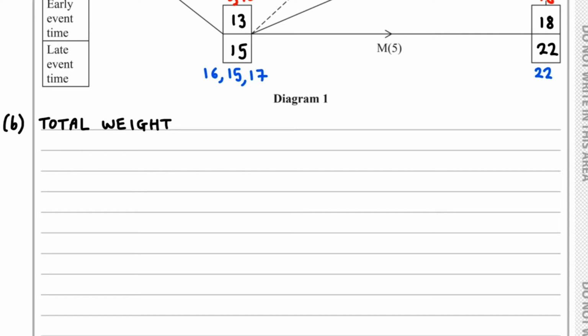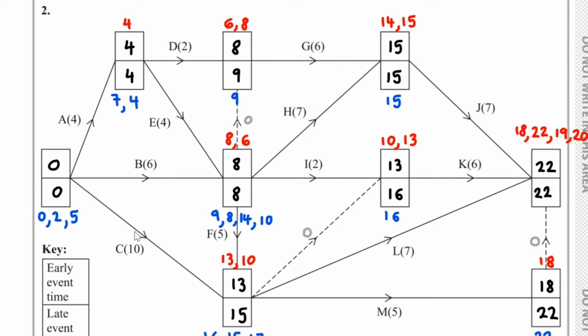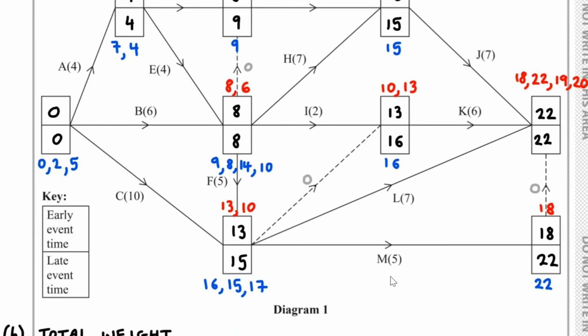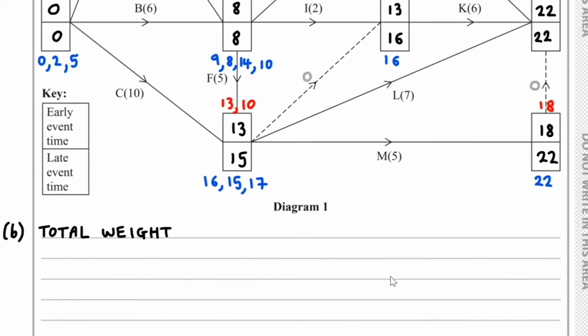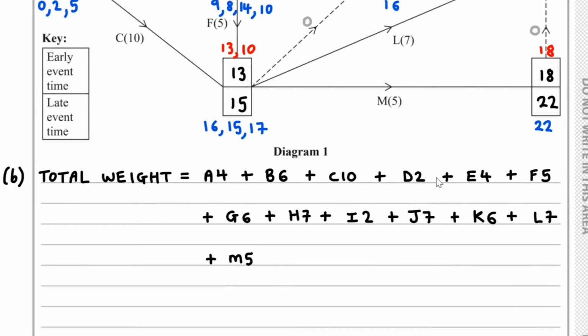The first thing we need to do is find the total weight. We can do this by adding the weights of A, B, C, D, etc. up to M. And if we do that, adding those together, we get the total weight is equal to 71.